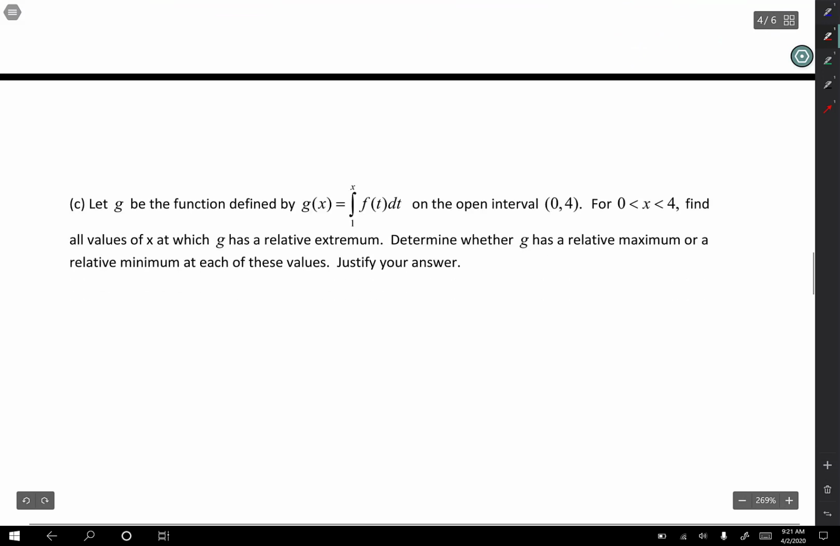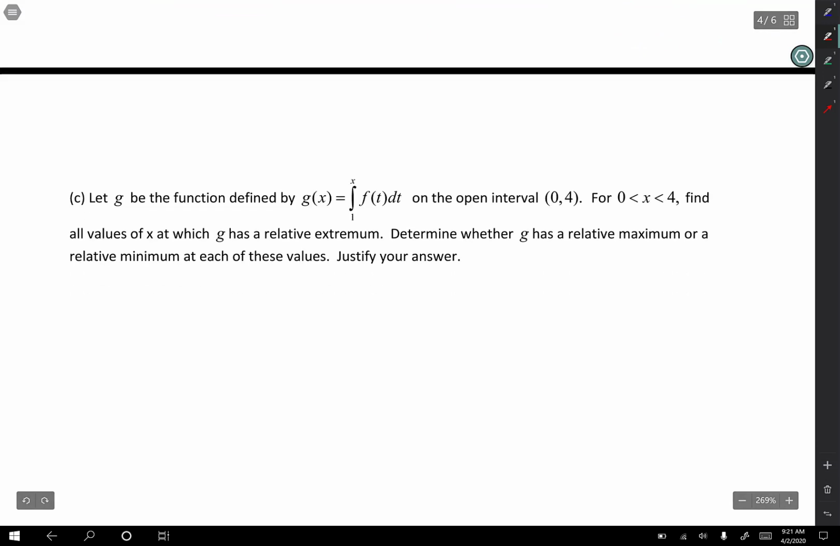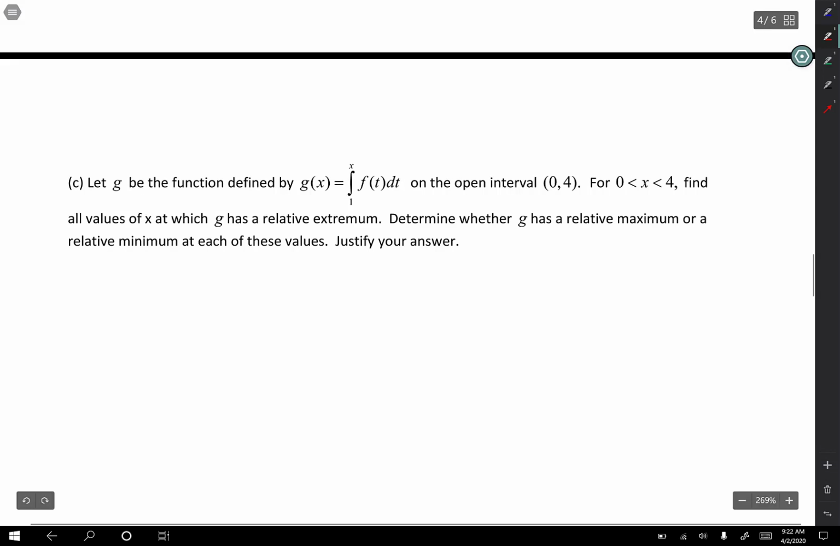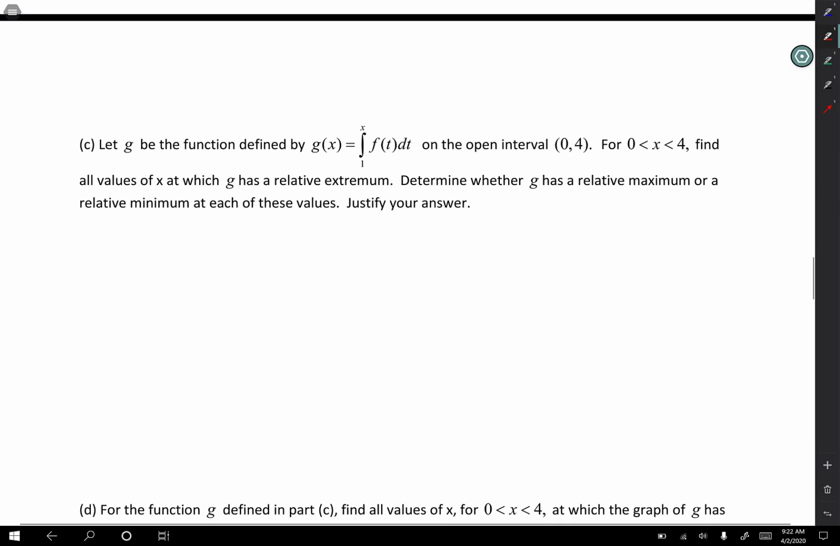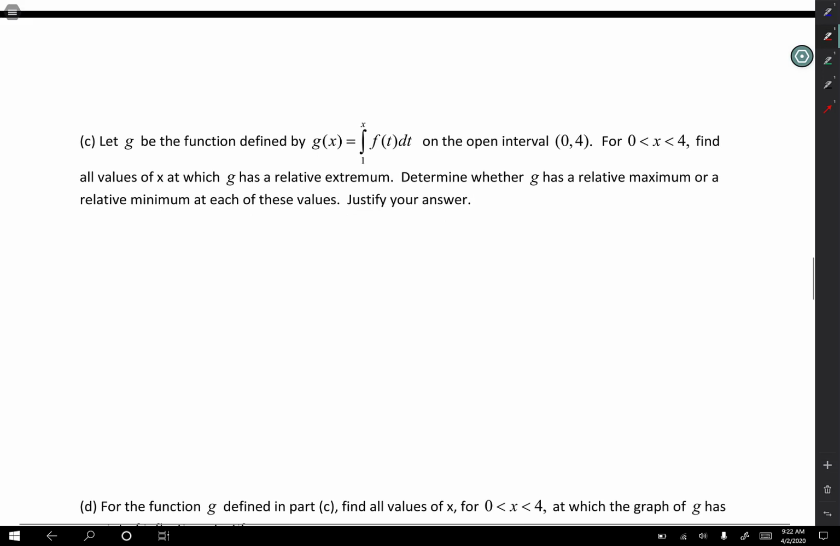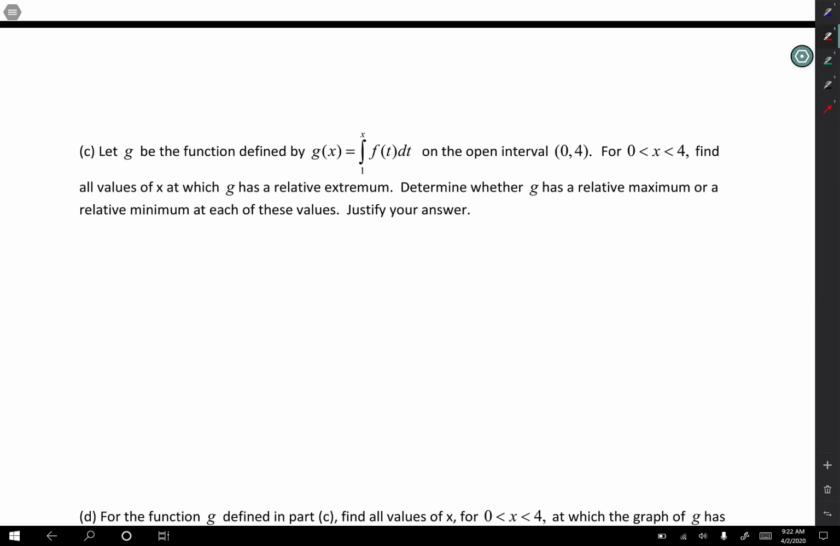All right, here we go. Let g be the function defined by g of x equals the integral from 1 to x of f of t dt on the open interval 0 to 4. Between 0 and 4, find all values of x at which g has a relative extremum. Determine whether g has a relative max or relative min at each of these values. Justify your answer. Okay, I have to read it again. Find all values of x for which g has a relative extremum, so max or min. Determine whether g has a max or a min at each of these values.